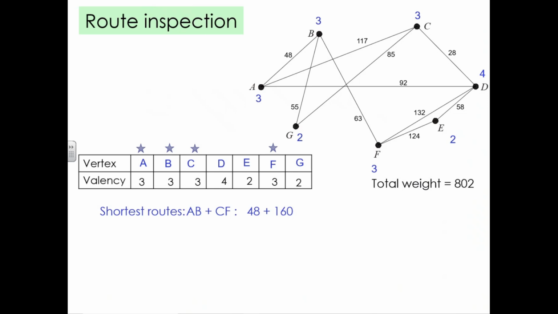Okay, so that's what I would like you to write down, that we're considering A, B, and C, F. We've got shortest route from A to B is 48, shortest route from C to F is 160, for a total of 208. It's also worth jotting down that you're going via D from your C to F.